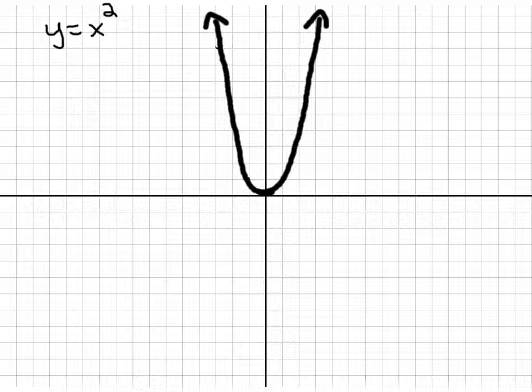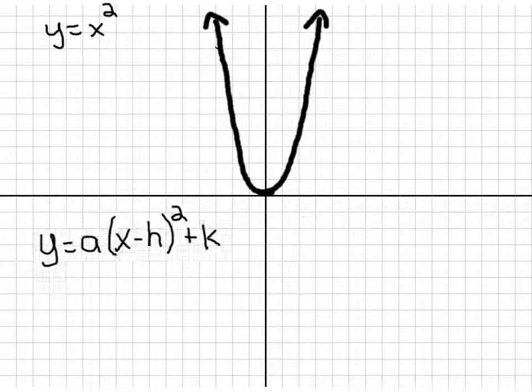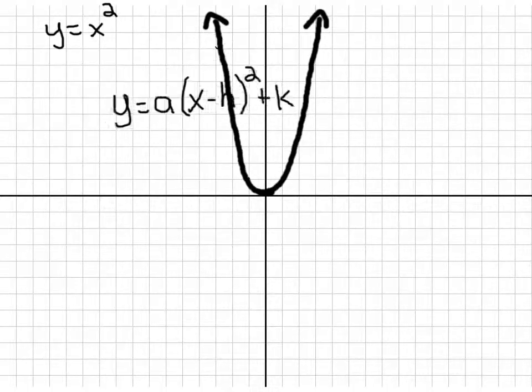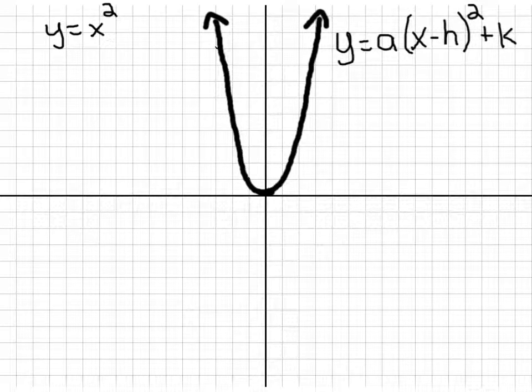And what we're going to be dealing with right now are the translations, how this particular graph is going to shift up or down, left or right. So first we want to look at what the vertex form of an equation looks like. And here is our equation for the vertex form. And I'm just going to move that over to this side here.